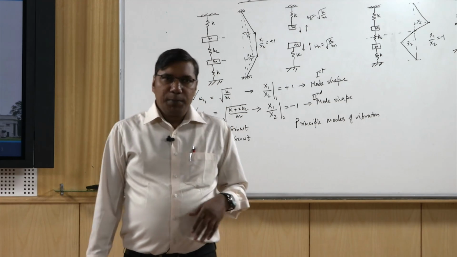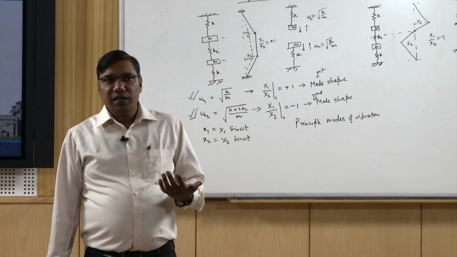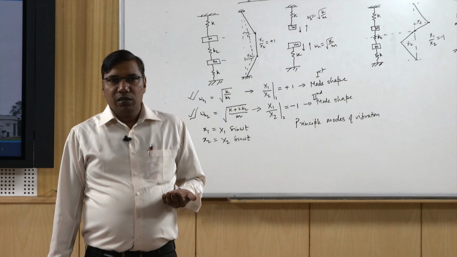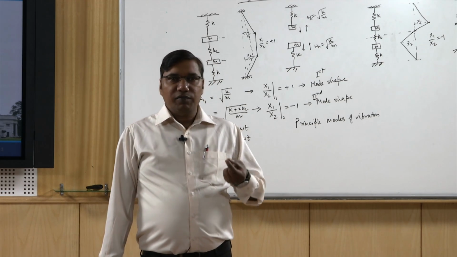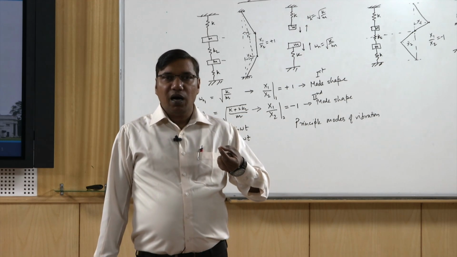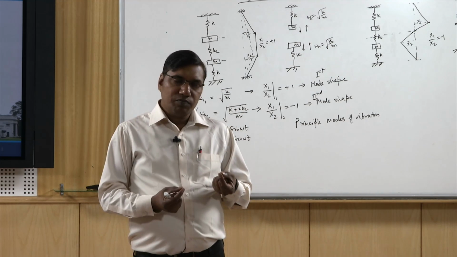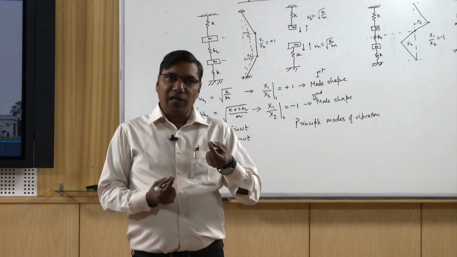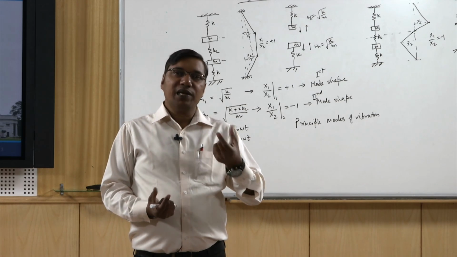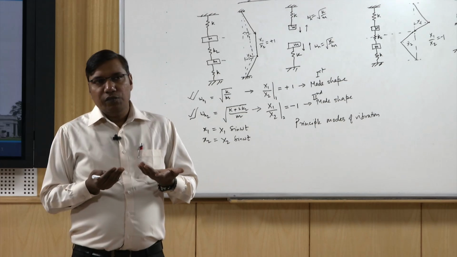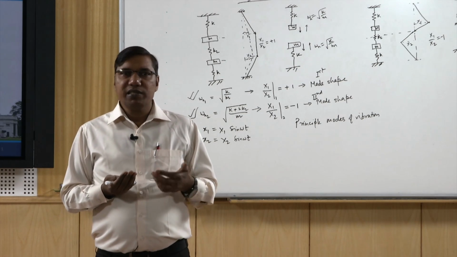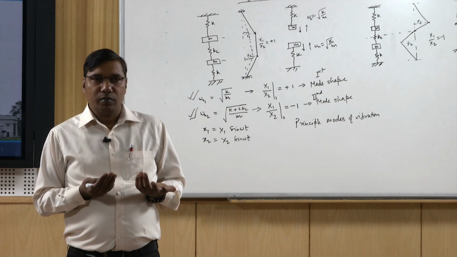But if we give them initial conditions according to the second mode shape, like if I give the first mass 5 mm deflection upward and the second mass 5 mm deflection downward, and then I release them, they will start free vibration with the second natural frequency and make the second mode shape.